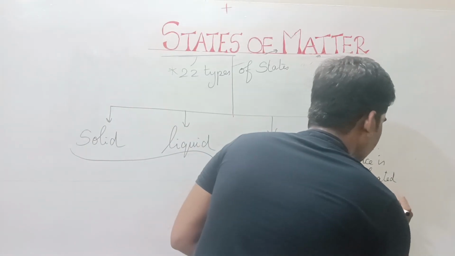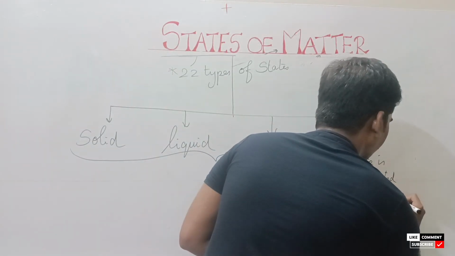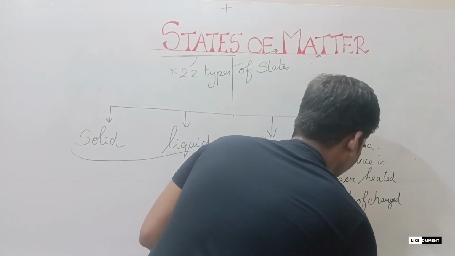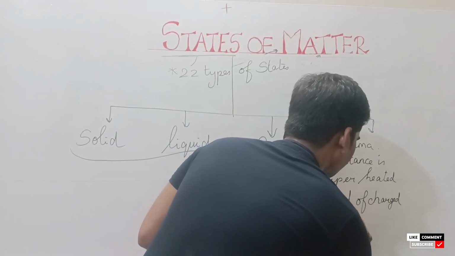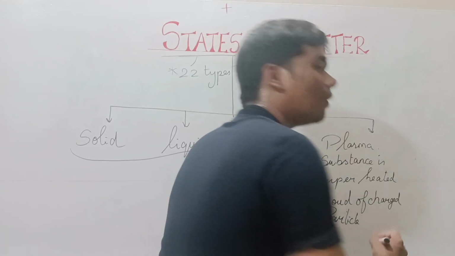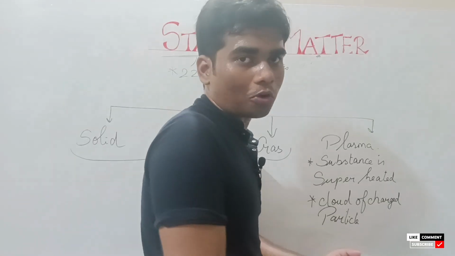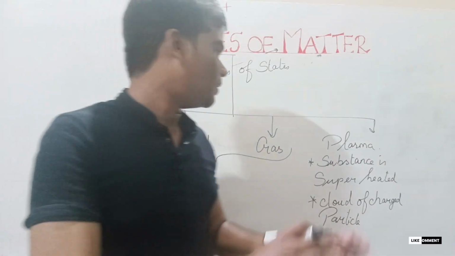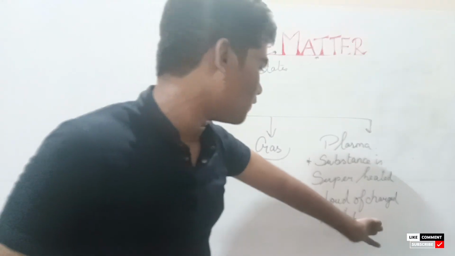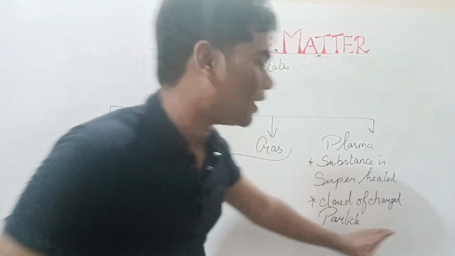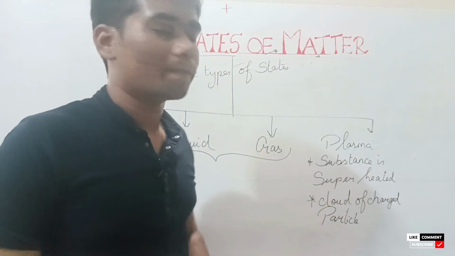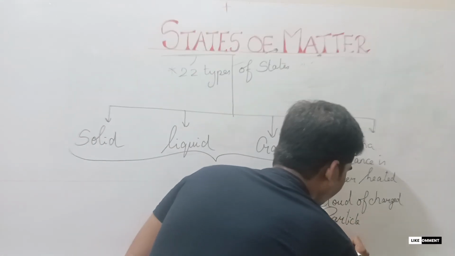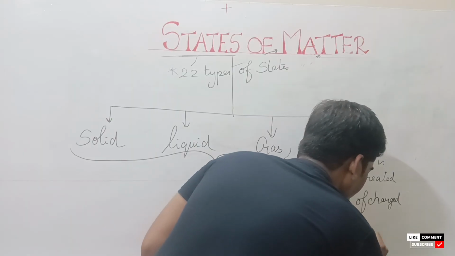charged particles. What are charged particles? They are electrons, protons and various other charged particles. The main condition of plasma is that when a charged particle is moving, it produces a high magnetic field around it.